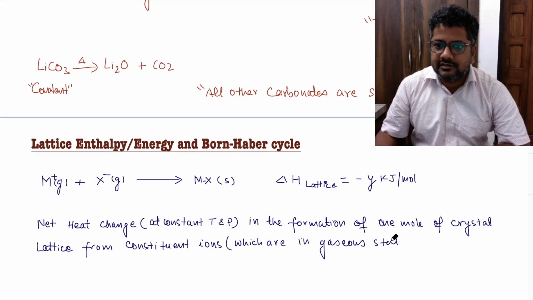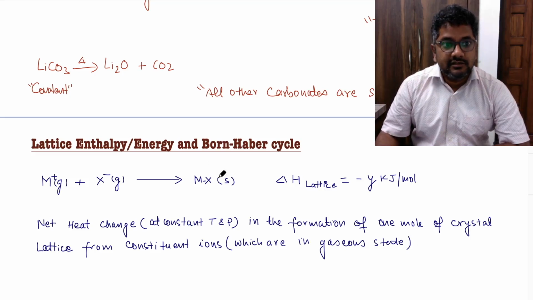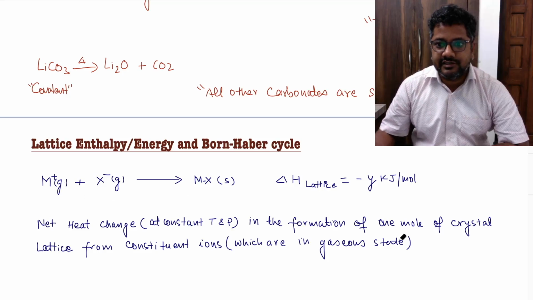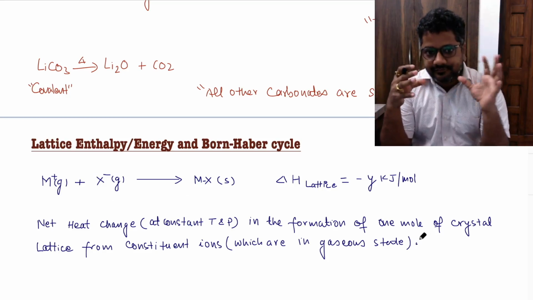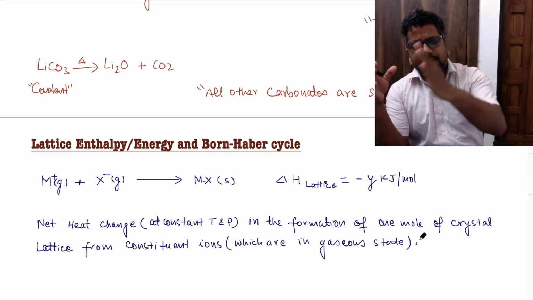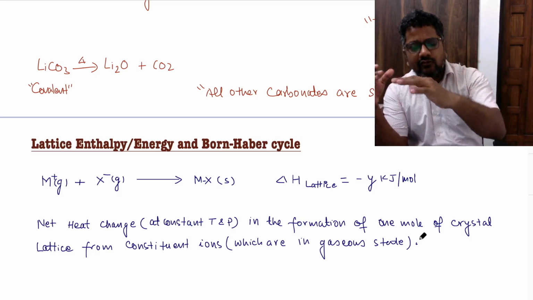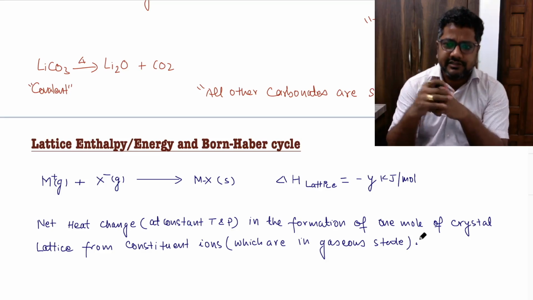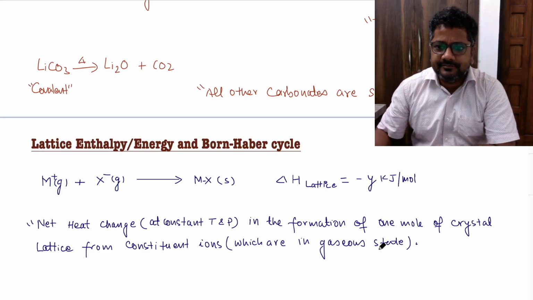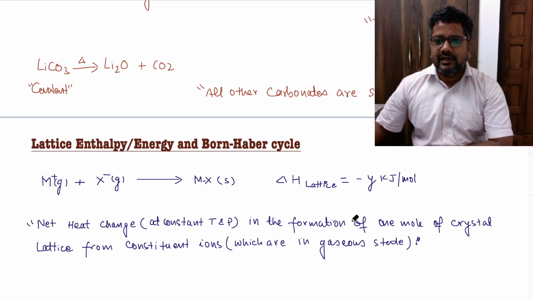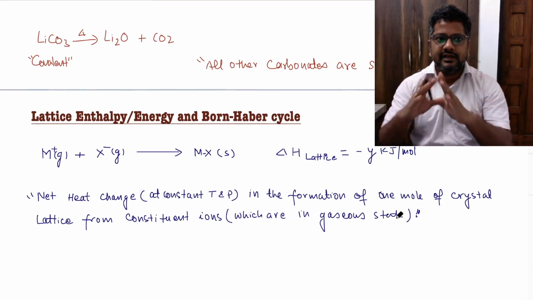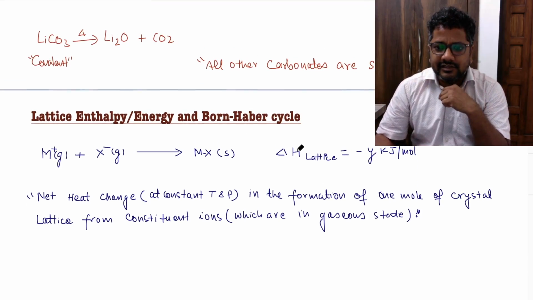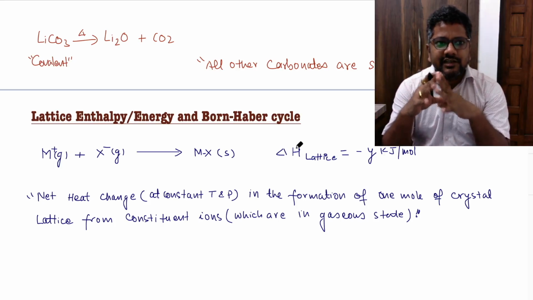But this crystal is solid, and you have to consider from the gaseous state. This means the ions should be in gaseous state, but the crystal which is formed should be solid. So you have to consider all the steps from the gaseous state, for example if you are cooling, whatever energy is released in the cooling is also included. So this is the net heat change. Lattice enthalpy is defined this way as a thermodynamic parameter, that's why we are using delta H here. But lattice energy is always reported positive.